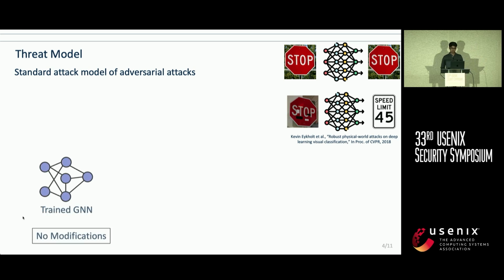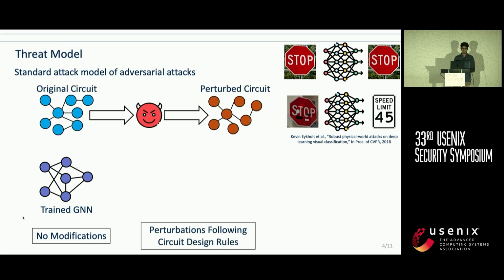More specifically, let's say we have a trained graph neural network. Suppose this GNN is trained to detect hardware Trojans. The first assumption that we make is that we cannot perform any modifications to this trained GNN. We take it as it is. We are not allowed to change its parameters. We are not allowed to fine-tune it. We are not allowed to do anything to it. The second constraint is that the perturbations that we make to the input, which is the circuit in our case, cannot be arbitrary. We need to follow circuit design rules. We cannot have a combinational loop, for example. So we need to follow these circuit design rules.